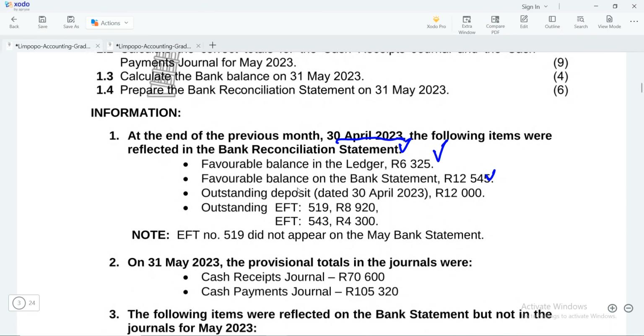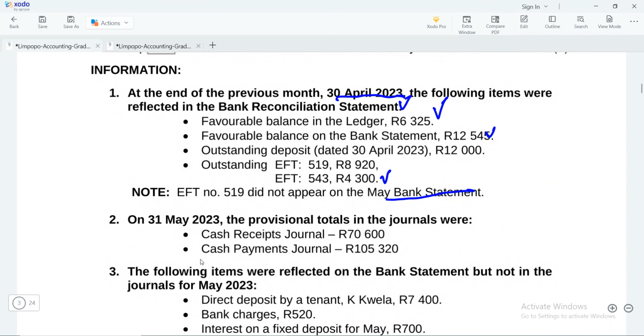Now next they are telling us that we also have outstanding EFTs. So this deposit, we will be told by the information whether it has appeared or not. And next we have outstanding EFTs, and here they're saying note EFT number 519 did not appear on the May bank statement. So meaning that this one here appeared, 543 appeared, but this one did not appear, and we need to find out why. We'll get information from the lesson.